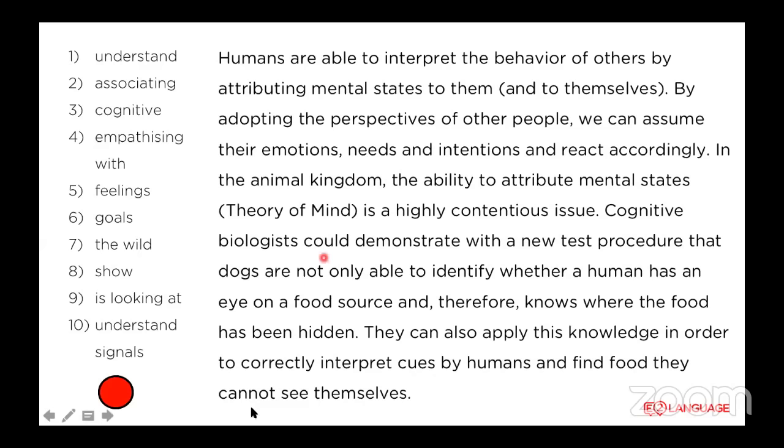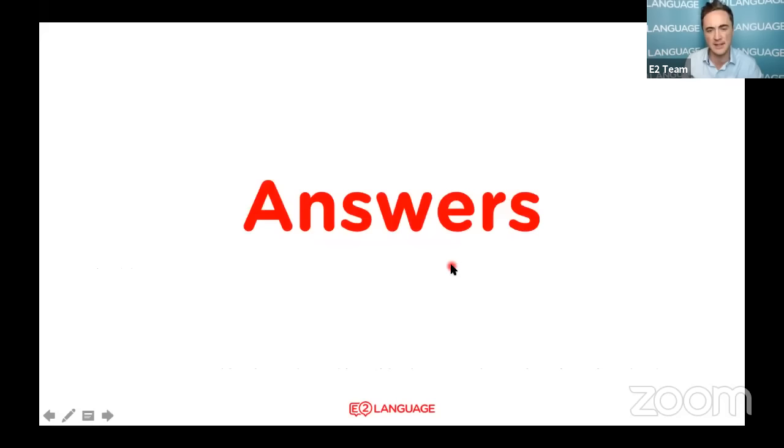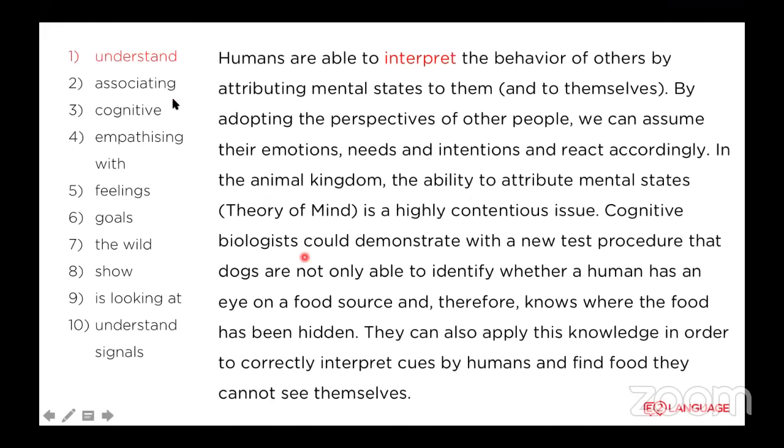That's the kind of pace that you need to read. So let's have a look. Here are the keywords in the questions. Here's the passage. What IELTS do is they give you the keyword here, and here there is a synonym. So let's go through the answers so you can see what I mean. So understand. Imagine this is in the question and it's asking you something about understanding. And here in the text, it says interpret. So now you know where to read and where to find the answer. Understand, interpret. Associating, attributing. Cognitive, mental.